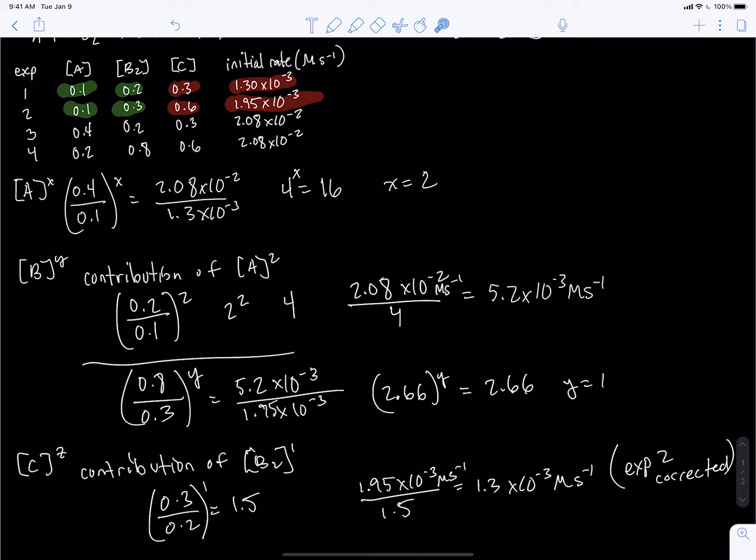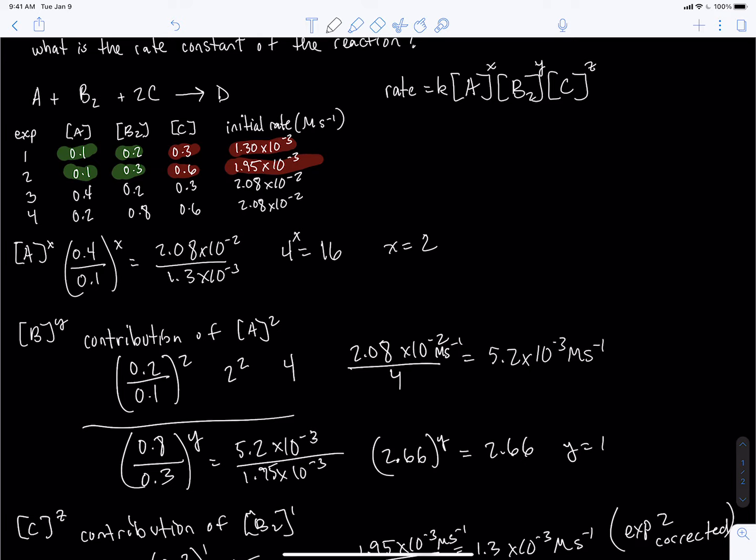So if I quadrupled it, what do we expect the effect to be? Again, it shouldn't have any effect. So it's 0 order in C. So then we can come back up here and finish out solving what we wanted to here. So we know that this then simplifies to k times A to the second power times B to the first power. And now we can just solve this to find the rate constant. So we can solve for k.